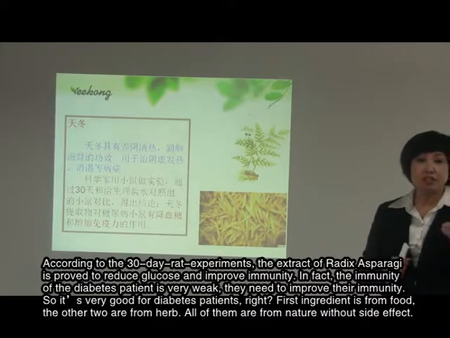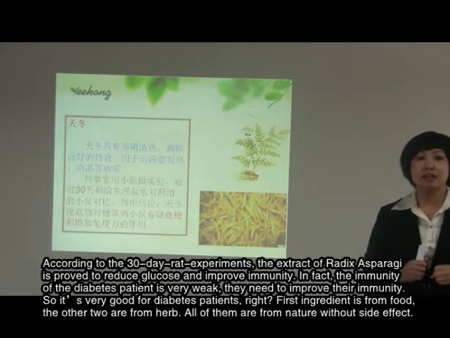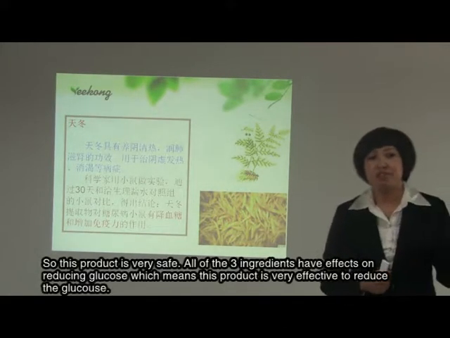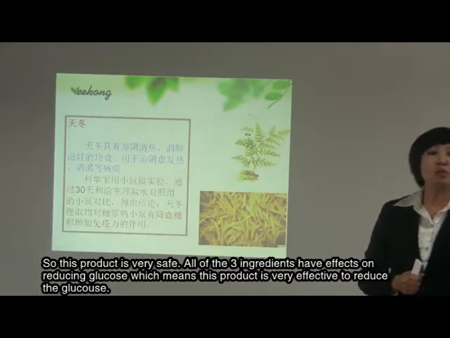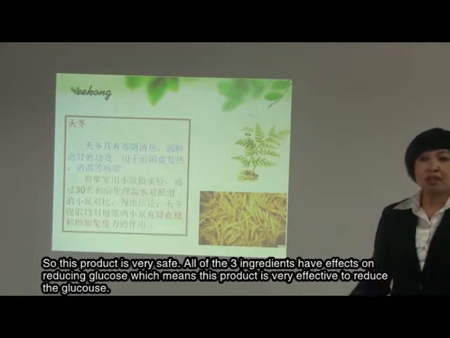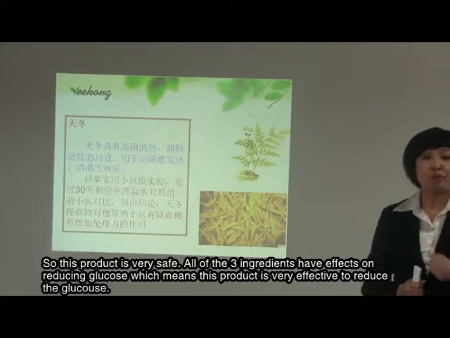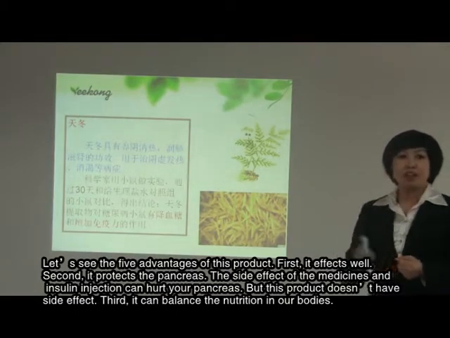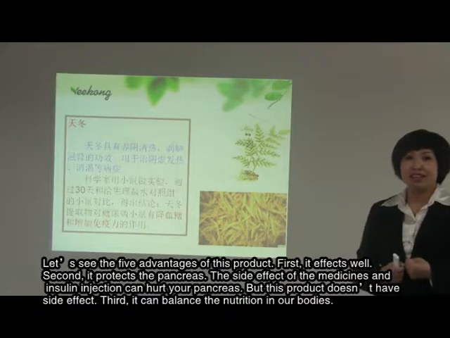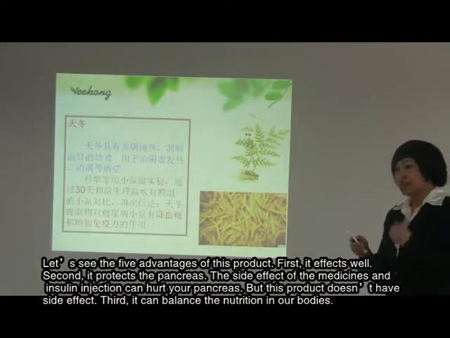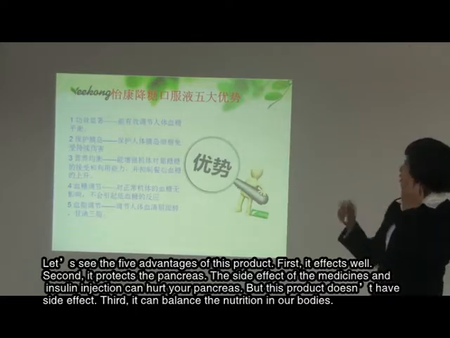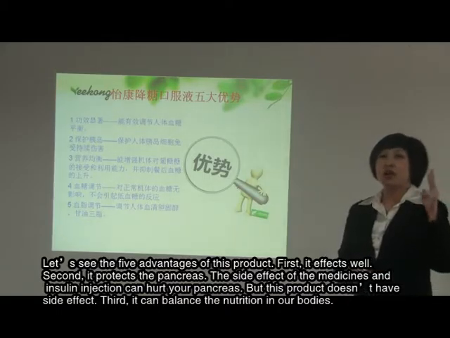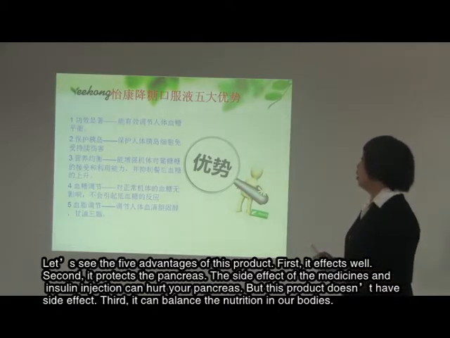First ingredient is from food, the other two are from herbs. All of them are from nature, without side effects. So this product is very safe. All of the three ingredients have effects on reducing glucose, which means this product is very effective at reducing glucose. Let's see the 5 advantages of this product. First, it works well. Second, it protects the pancreas. The side effects of the medicines and the insulin injection can hurt your pancreas, but this product doesn't have side effects. Third, it can balance the nutrition in our bodies.